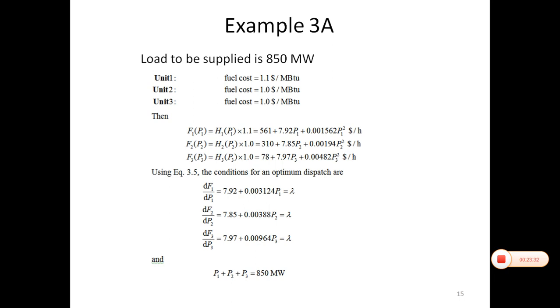For the second unit, the incremental fuel cost will be 7.85 plus 0.00388 P2 equals lambda, and for the third, dF3 by dP3 will be 7.97 plus 0.00964 P3 equals lambda.